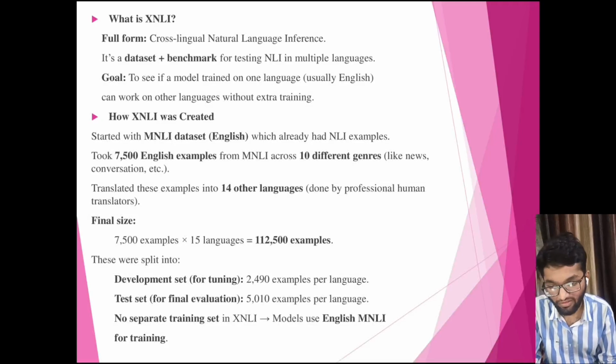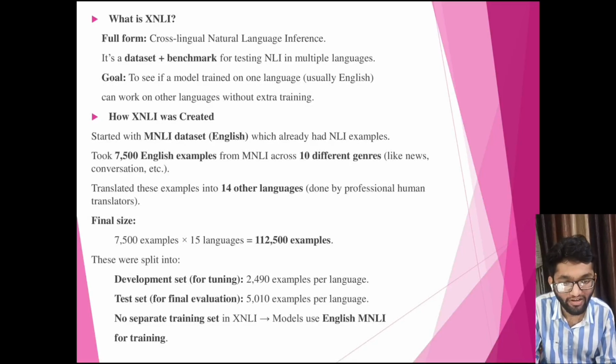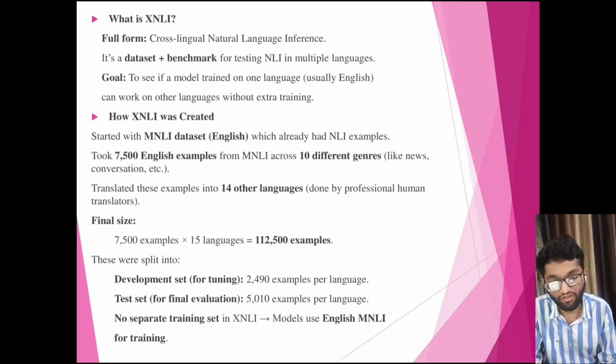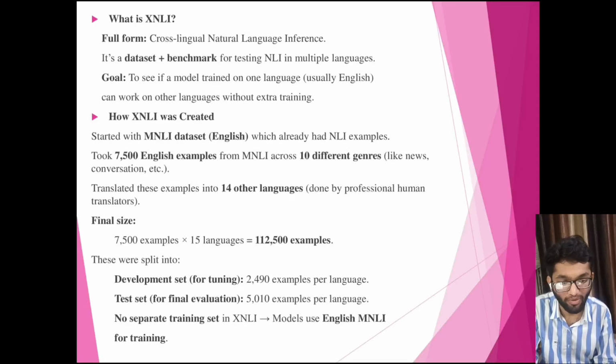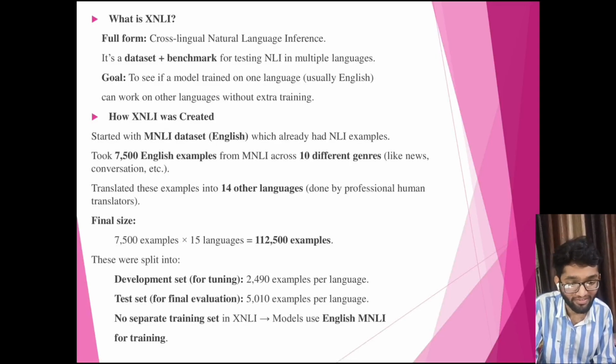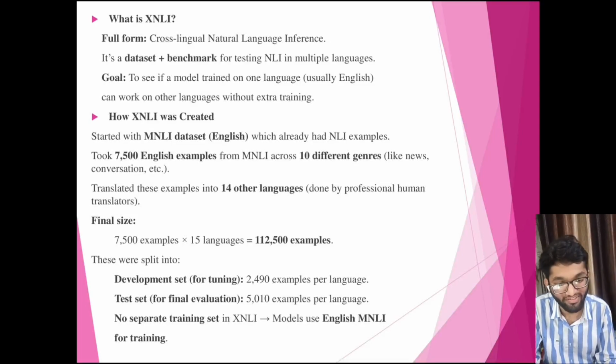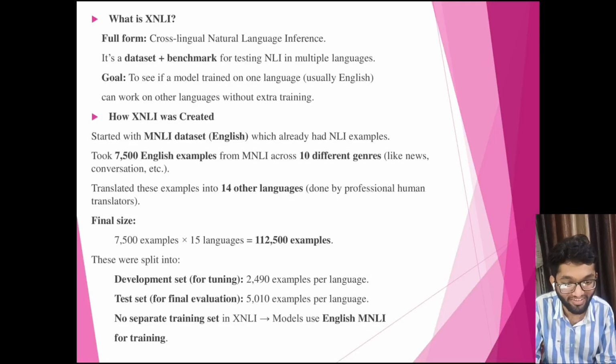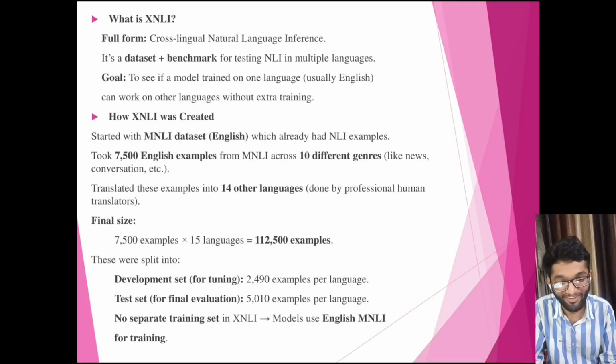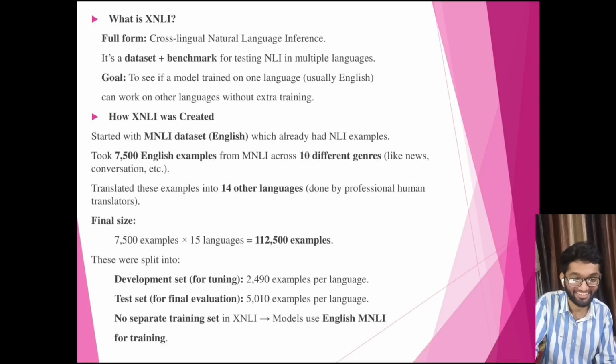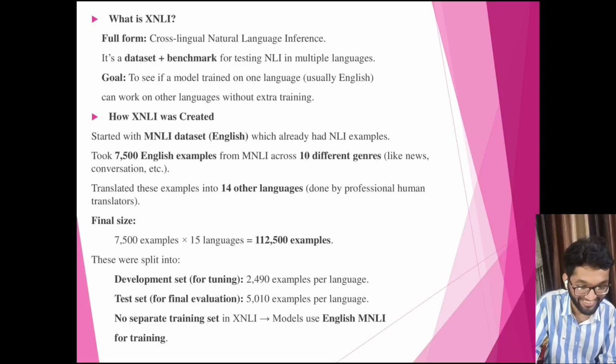Next is the training process. No separate training is needed for XNLI. Models are trained only on English MNLI data and then evaluated on other languages from the XNLI dataset to test how well they generalize to new languages. In short, XNLI is a multilingual extension of the MNLI dataset aiming to evaluate cross-lingual NLI models. It was created by translating English NLI examples into 14 other languages, and it is used to test whether models trained on English can perform NLI tasks in other languages without additional language-specific training.